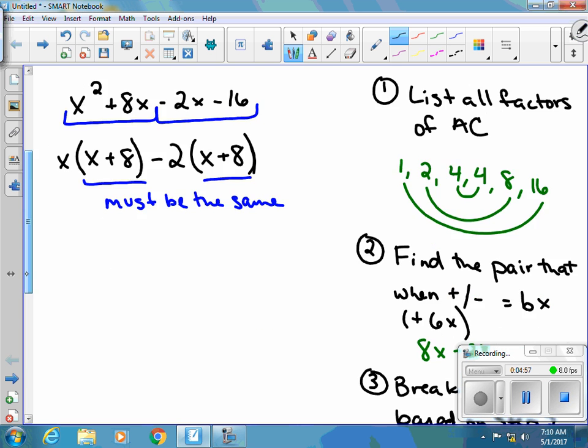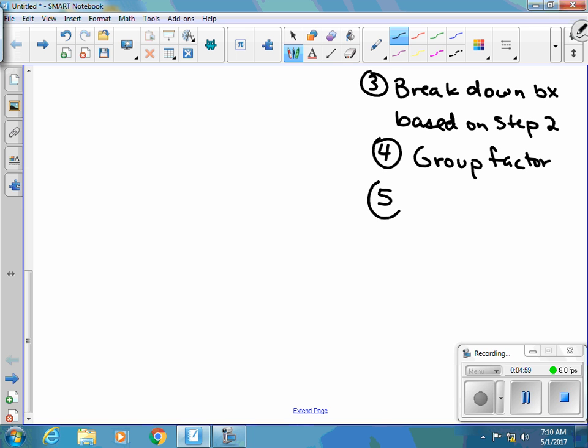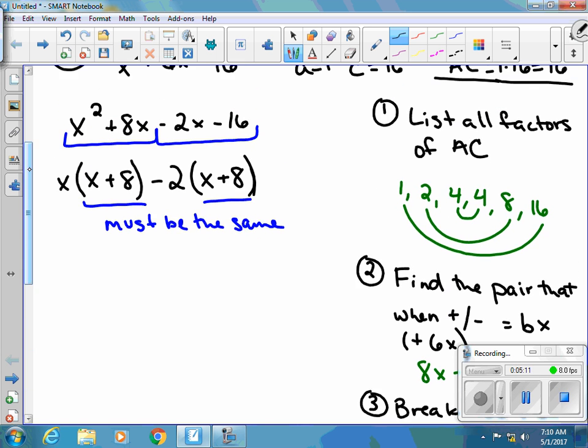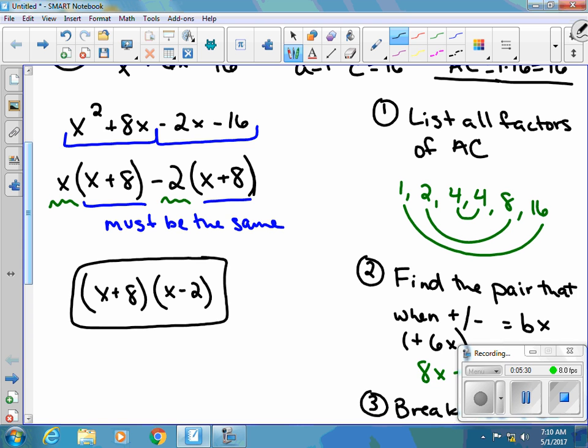Our last step, step 5, is to rewrite like this. And how we rewrite that. So notice that the parentheses are the same, which is good. I'm going to go ahead and list that as x plus 8. The next parenthesis is your outside part, so that x minus 2. This right now has given me my factorization.